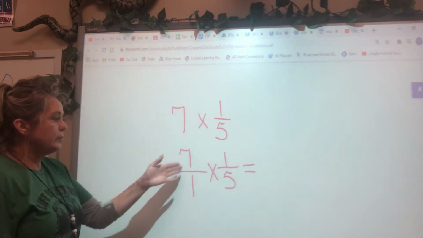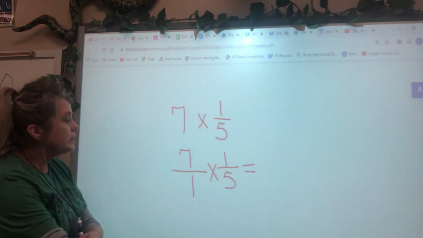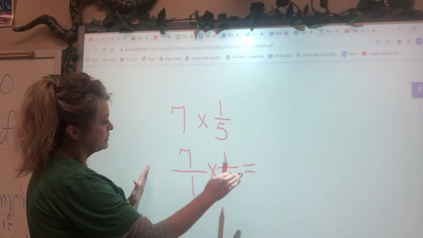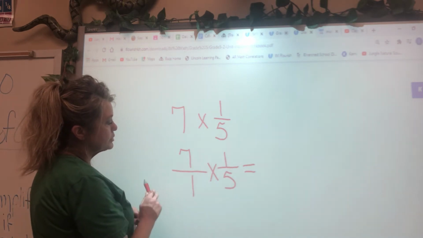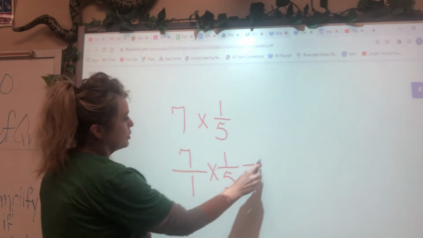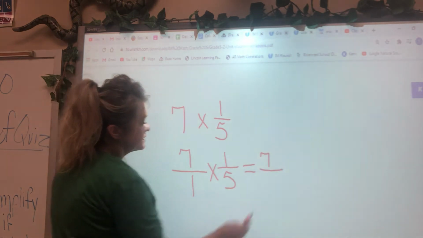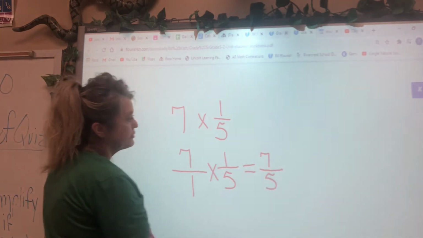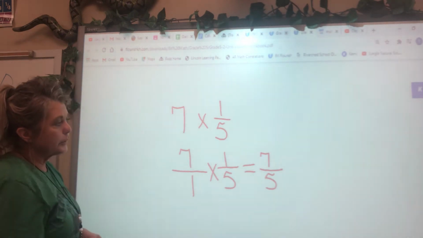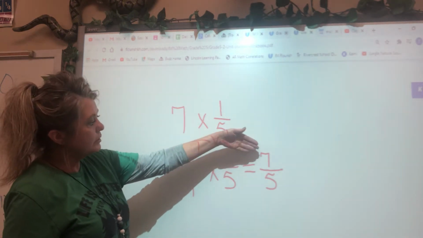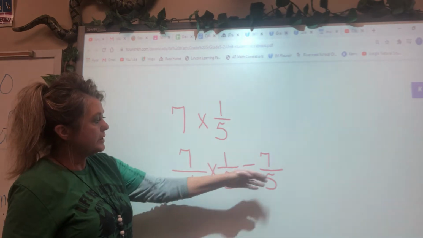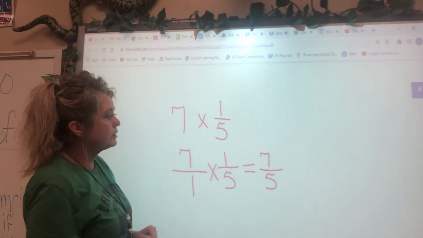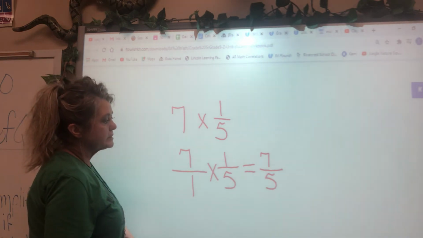And then we bring down the rest of our expression. Now that we have 2 fractions, we know that when we're multiplying fractions, we just multiply straight across. Numerator times numerator, so 7 times 1 would give me a 7. 1 times 5 would give me a 5. And remember this, when our numerator is bigger than our denominator, we turn it into a mixed number.